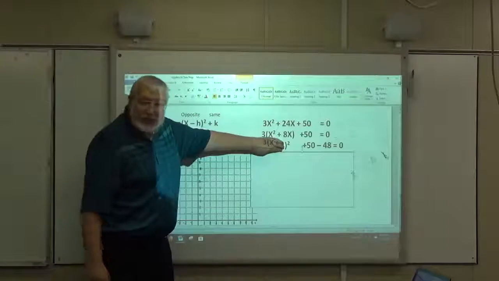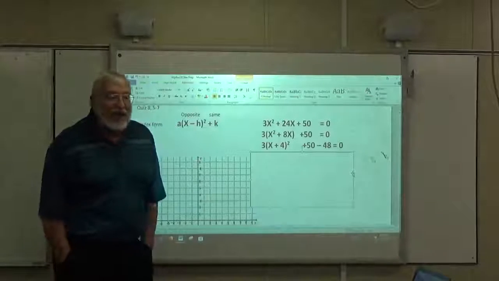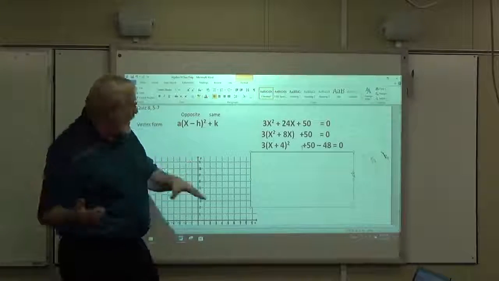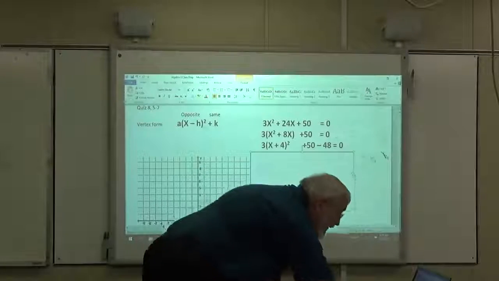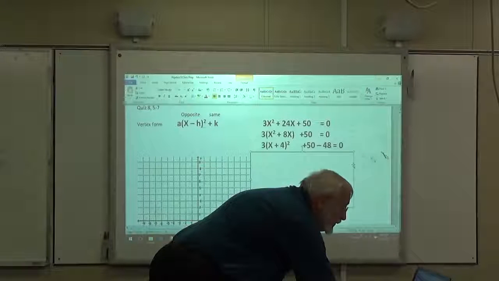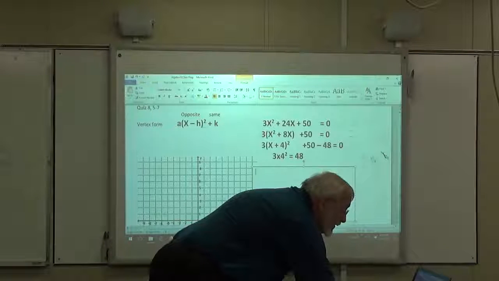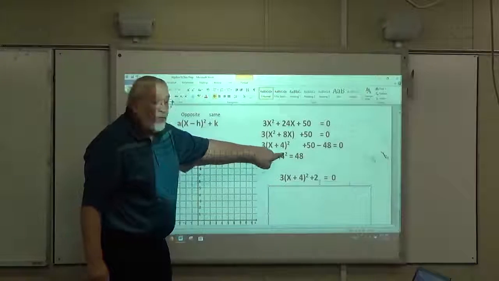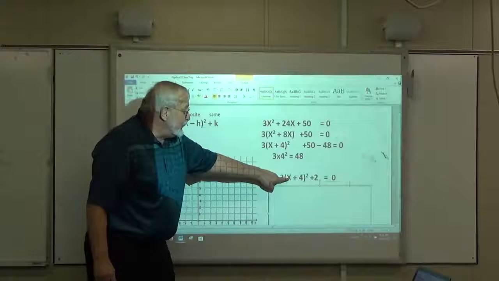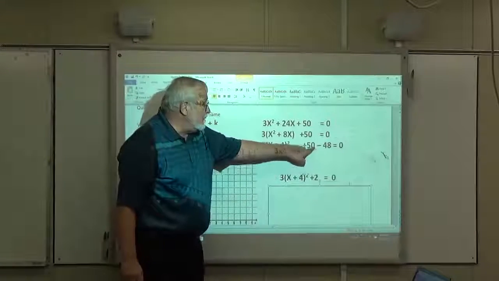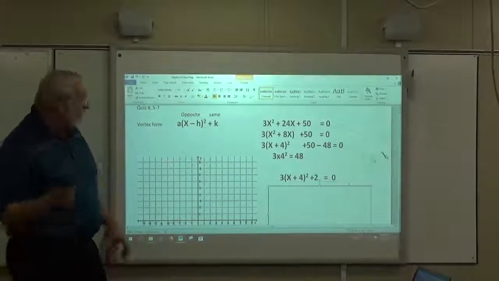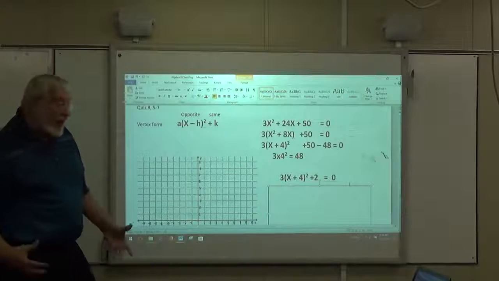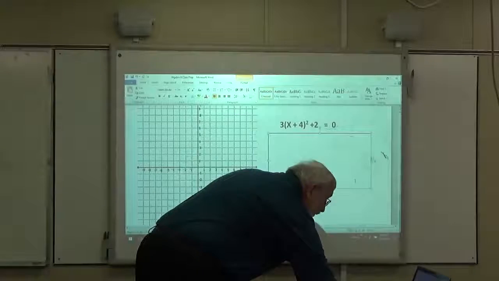Now, this already has a positive 48, so I need to add a negative 48 to keep my equation equal to 0. Okay? And so when I finish, let me pull this all the way down here. When I finish, because it's 3 times 4 squared, 48, I have 3 x plus 4 quantity squared, and then 50 plus the negative 48 is a 2. Now I have the vertex form. Everybody see that? Now, in the vertex form, what do I know?